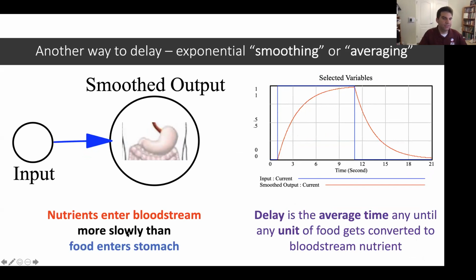So nutrients enter the bloodstream more slowly, and that's represented by this smooth delay. And the delay is the average time until any unit of food gets into the bloodstream. That's what we're simulating there.